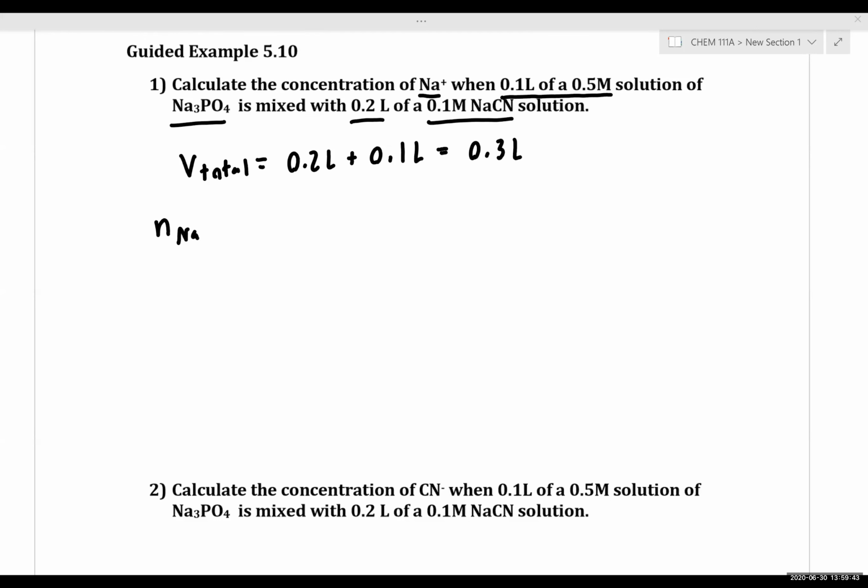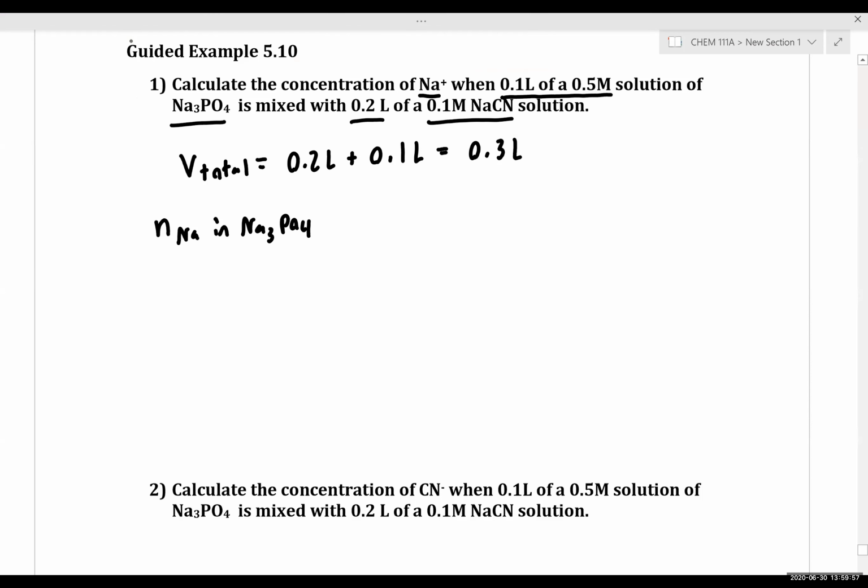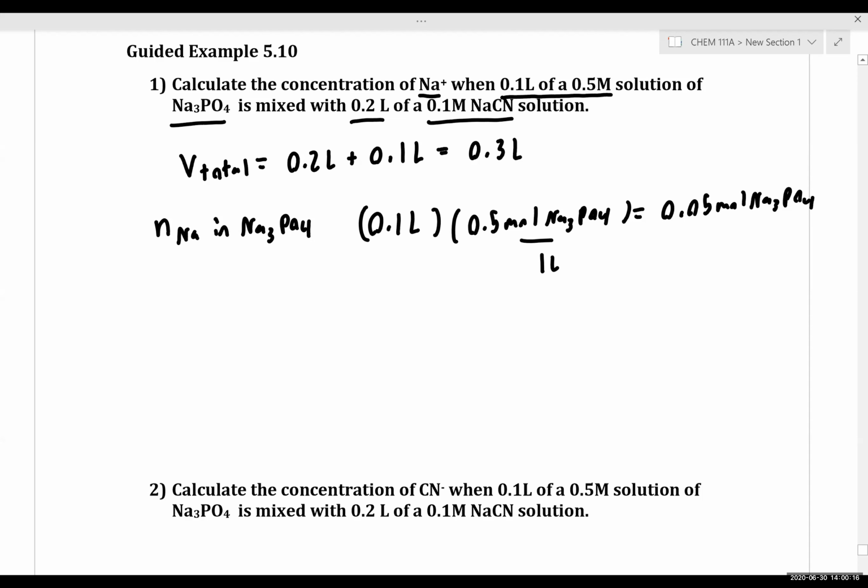Okay, so now that we've calculated the total volume, the moles of sodium in sodium phosphate. So first and foremost, we know that we can calculate the moles of sodium phosphate by taking the volume times the molarity, which in turn gives us 0.05 moles of sodium phosphate.